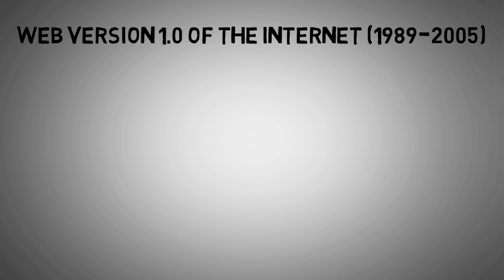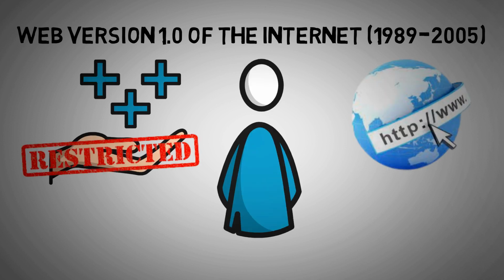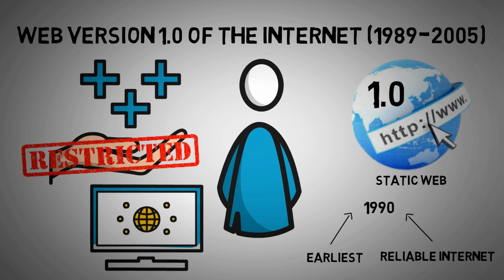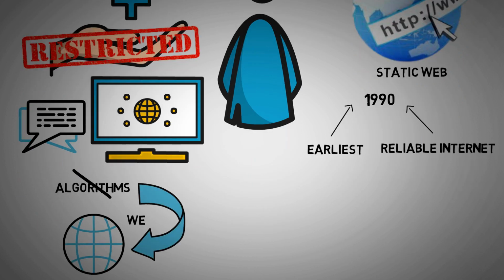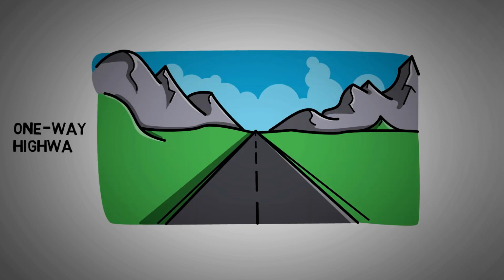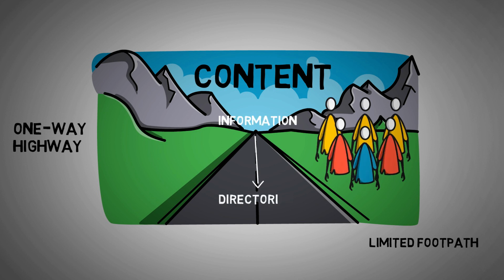Web version 1.0 of the internet, 1989 to 2005. Despite only providing access to restricted content and little to no user involvement, Web 1.0, also known as the static web, was the earliest and most reliable internet in the 1990s. Creating user pages or simply commenting on articles wasn't a thing back then, because there were no algorithms to sift through internet pages in Web 1.0. It was incredibly difficult for consumers to obtain useful information. Simply described, it was like a one-way highway with a limited footpath, where content was created by a small group of people and information was largely gathered through directories.